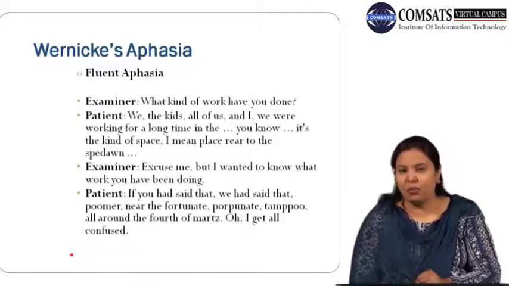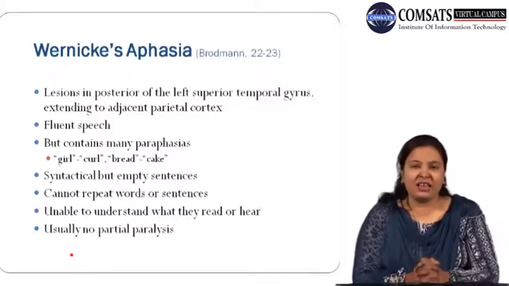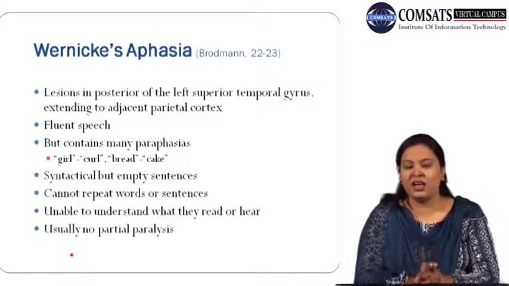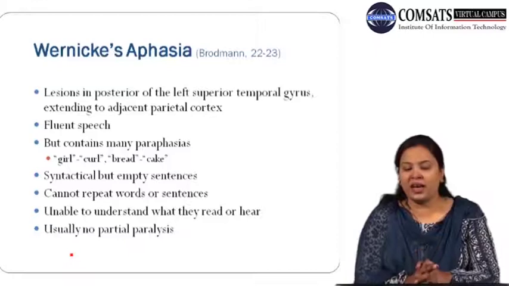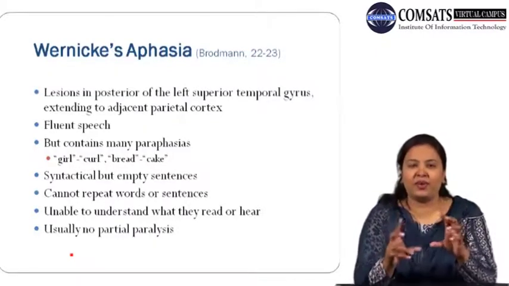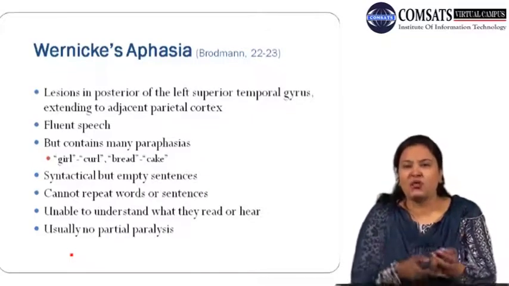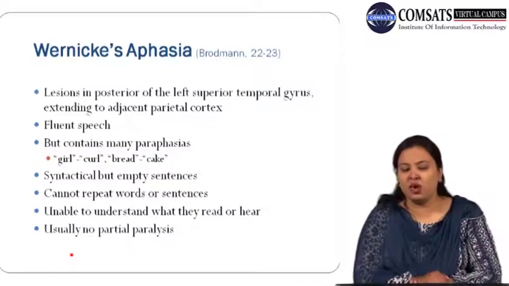So let's see the problems with the people having Wernicke aphasia. The first thing is the lesion in the posterior of the left superior temporal gyrus, extended to the adjacent parietal cortex. The Wernicke area in the left hemisphere gets damaged. So as a result, Wernicke aphasia is caused.